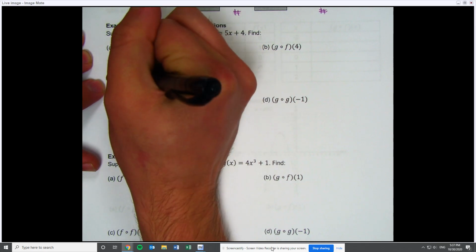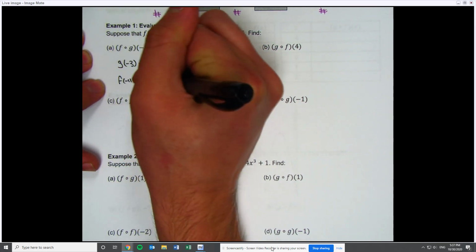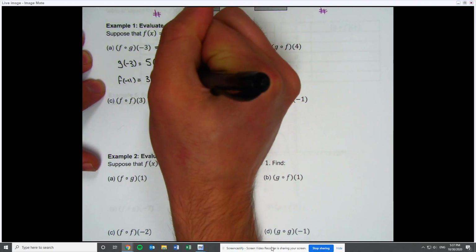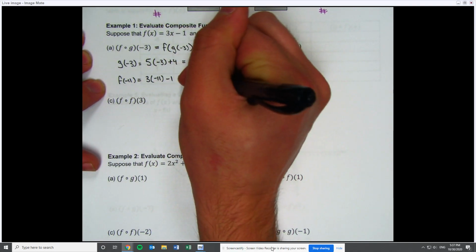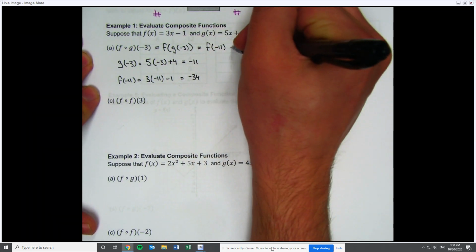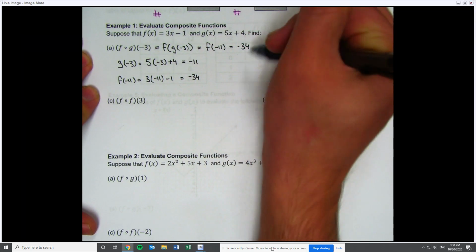Now I can evaluate f of negative 11. So using my f function, I have 3 times negative 11 minus 1. This winds up giving me negative 34. So my final answer is negative 34.